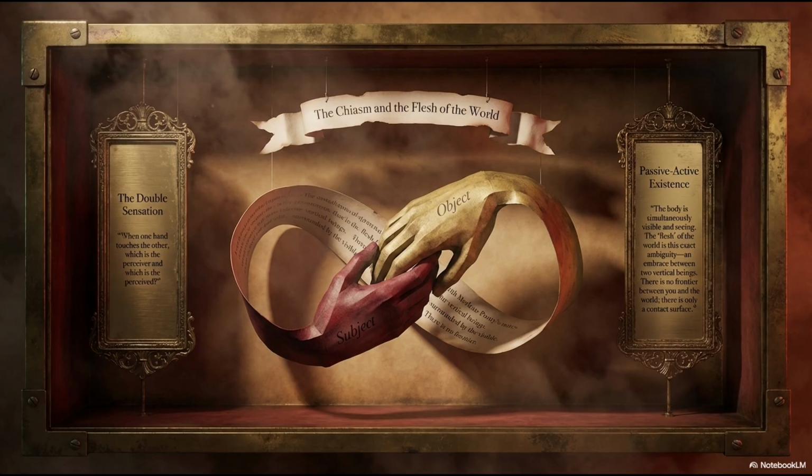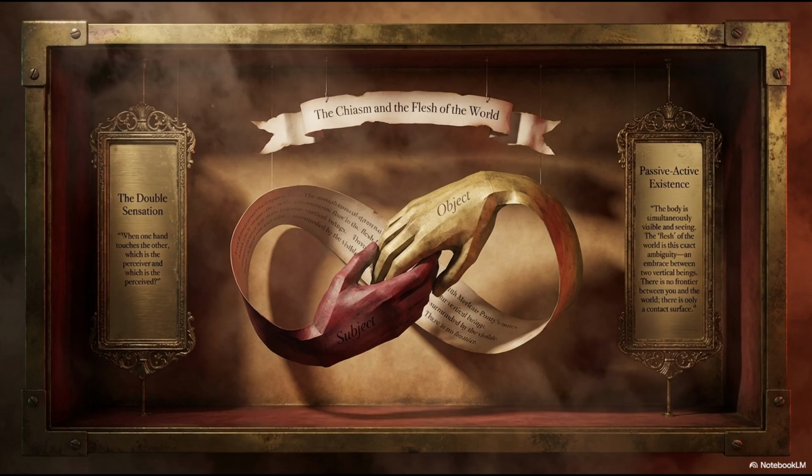Ah, the famous two hands. Right. Right now, if you are listening, I want you to literally hold out your left hand. Now take your right hand and touch your left palm. Feel what is happening. Your right hand is acting as the subject. It is doing the exploring, feeling the texture and temperature of the skin. And your left hand is the object being touched.